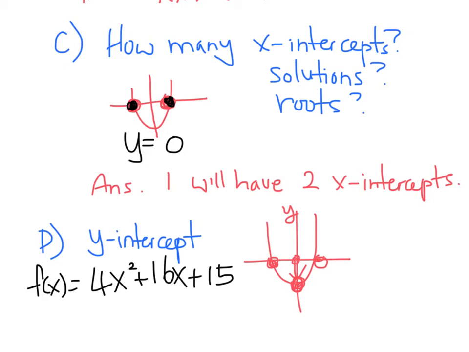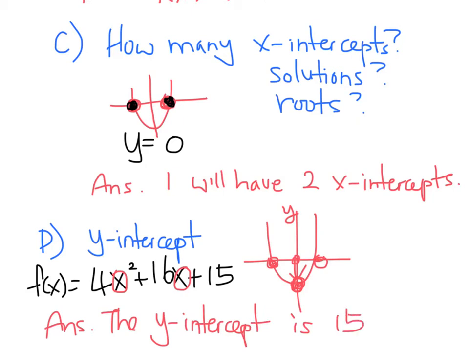Okay, so if you plug in 0 for x, 0 squared is 0, times 4 is 0, 0 times 16 is 0, right? So 0 plus 15 is what? 15, all right? So the y-intercept is 15. Okay, and I haven't yet decided if I'm going to make part D just a 1-pointer or a 3-pointer for showing work and whatnot. So again, it's all up to you.